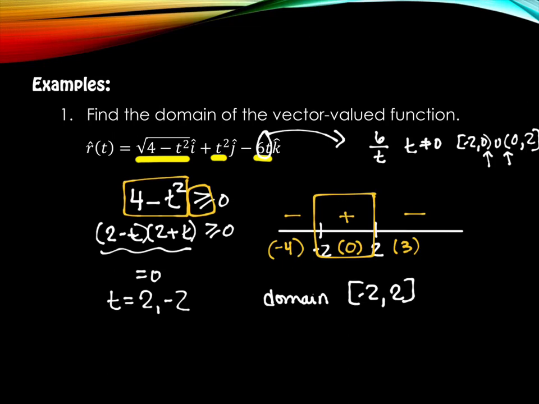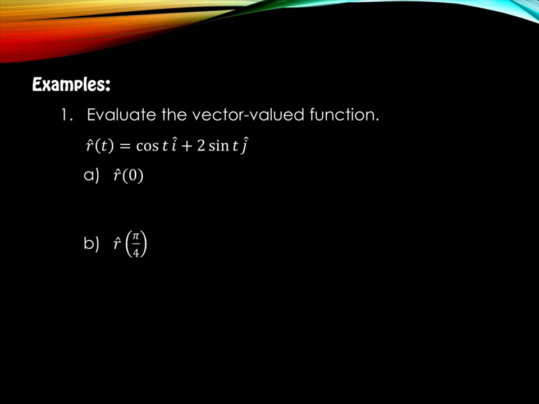Okay, and everybody's good on why we're including the -2 and the 2? Okay, wonderful. Okay, we're going to evaluate. It just means we evaluate all three pieces, right? So in this case, we actually only have two components. We only have an i and a j. That's fine. We're going to evaluate at the i and the j. So this is cosine of 0, i, plus 2 sine of 0, j.